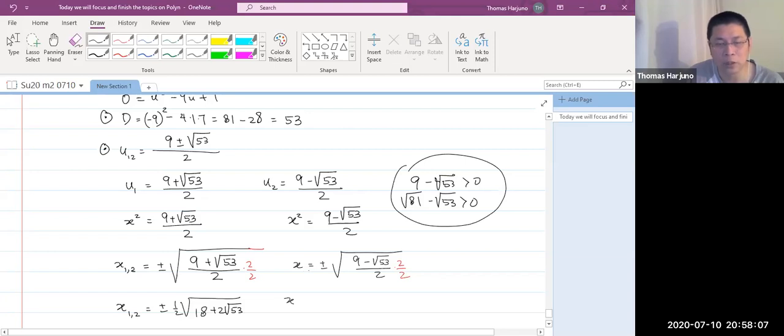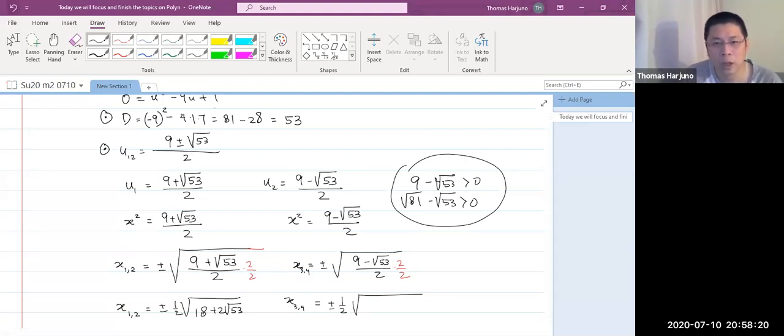So there are 4 solutions. As we expect, it's a polynomial of degree 4, right? So we have 4 solutions now. Plus or minus the square root of, I'm sorry, not 9, 18 minus 2 square root of 53. Those are the 4 solutions.